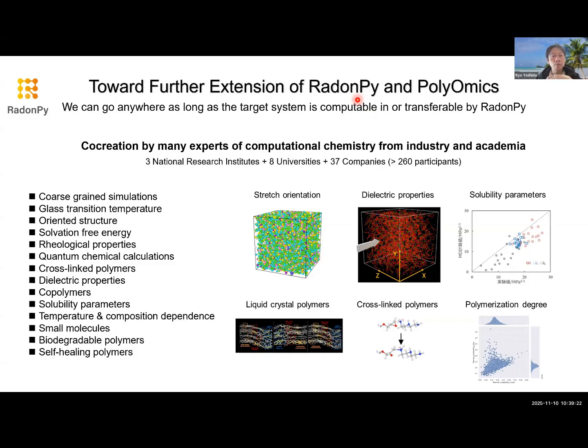To accelerate this process, we are now organizing a very strong research team, which consists of more than 260 participants from 3 national research institutes, 8 universities, and 37 private companies. Many experts in computational chemistry from industry and academia have joined our research project. They are now developing a wide variety of automated simulation workflows for a wide variety of tasks in polymer research.